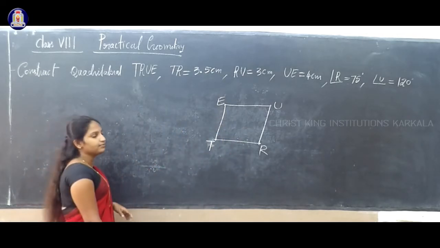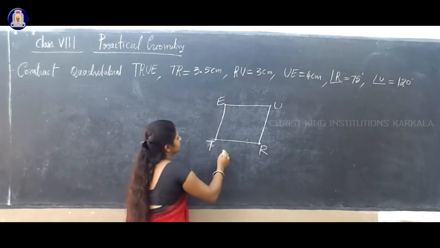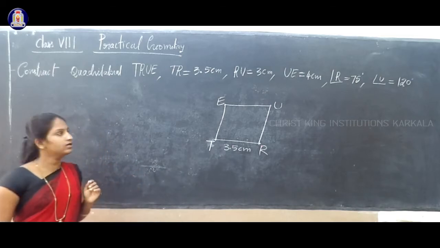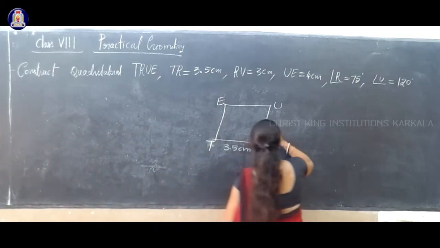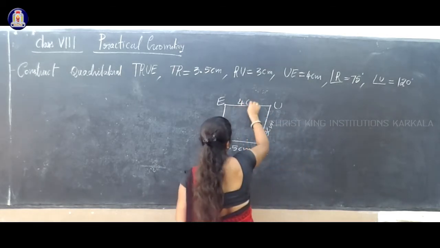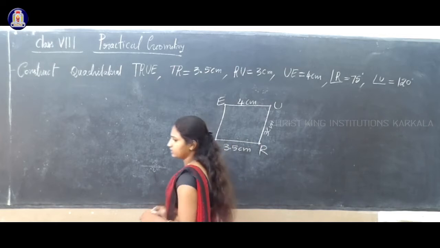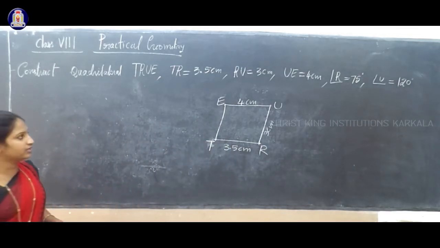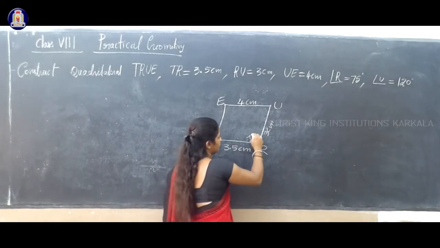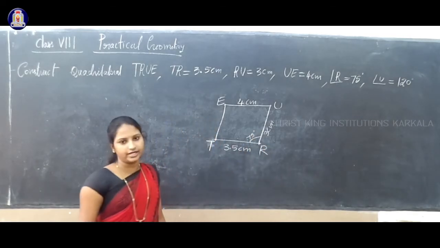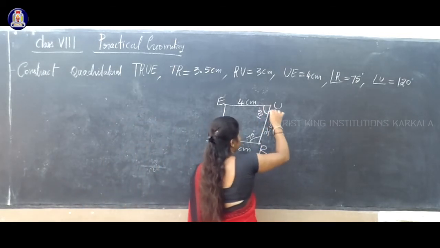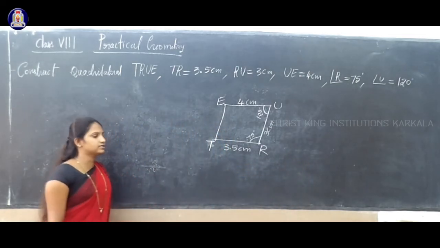Now you have to get the sides. What is the length of the sides? TR is given 3.5 centimeter. And what is RU? RU is 3 centimeter and UE is 4 centimeter. But TE, length of side TE, is not given, right? Next angles are given: angle R is 75 degree. And what is angle U? It is 120 degree. So angle U is 120 degree, angle R is 75 degree.